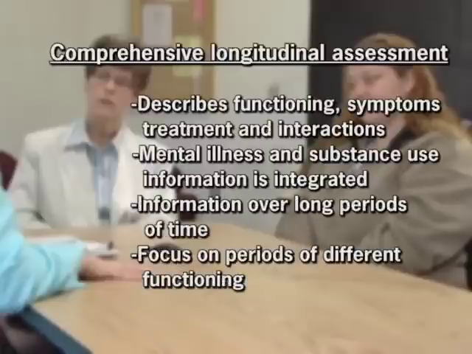The comprehensive longitudinal assessment describes functioning, symptoms, treatment, and interactions between all of these. In this type of assessment, mental illness and substance use information is integrated. It's helpful to get information over long periods of time during different periods of functioning so that you can assess how mental illness symptoms and the substance use disorder interact. More often than not, you'll need to get this information from clients in bits and pieces over many meetings. You'll also want to include information you get from records and from family members.